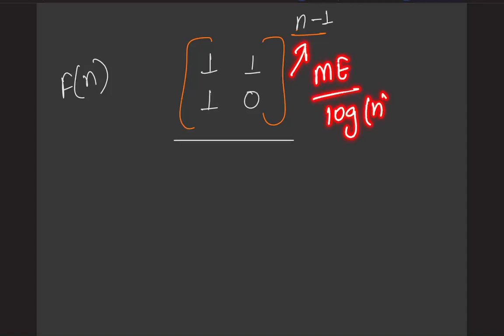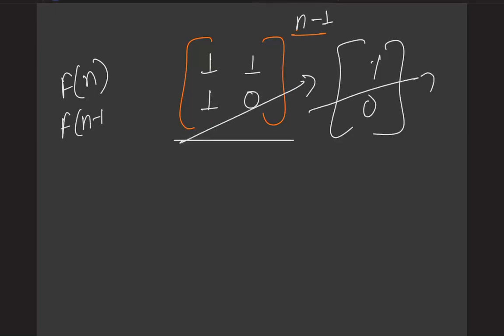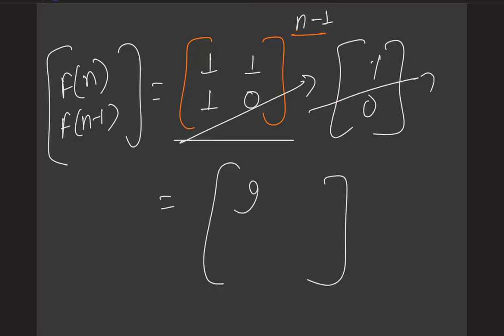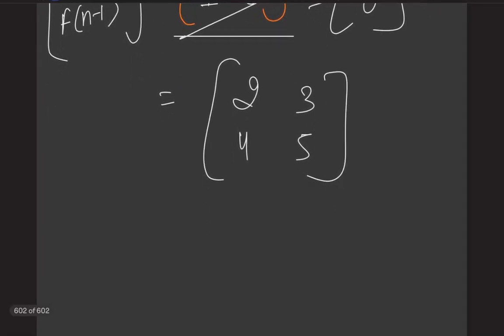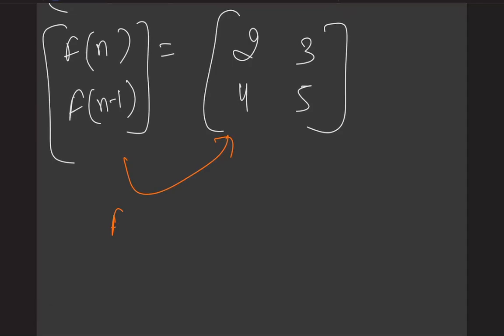So this will work in order of log of n, and here we already know f of 1 and f of 0. They are nothing but 1 and 0. So after multiplication of these two matrices, our result is the f of n and f of n minus 1 matrix. Okay, let's say the result of this multiplication is 2, 3, 4, 5, something. This is arbitrary and not the exact values. So the matrix for f of n and f of n minus 1 becomes this.